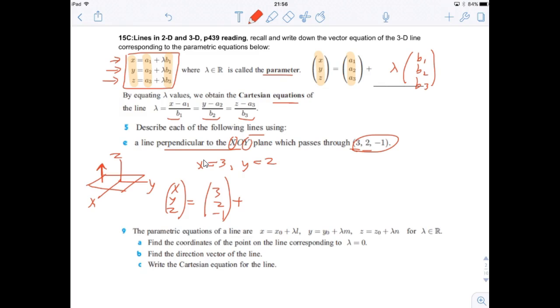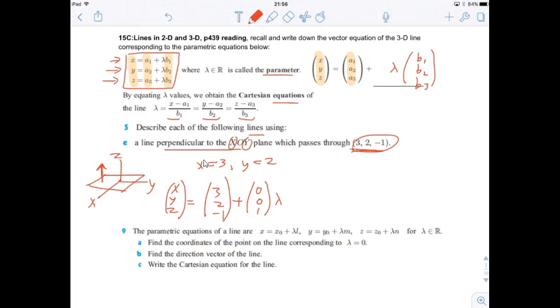And then knowing that the vector is going parallel to the z-axis, the direction vector would look something like this: 0, 0, 1, or 0, 0, negative 1, or 0, 0, something. And then put lambda there. So that's the vector equation for the line which goes through this point and is parallel to the z-axis.